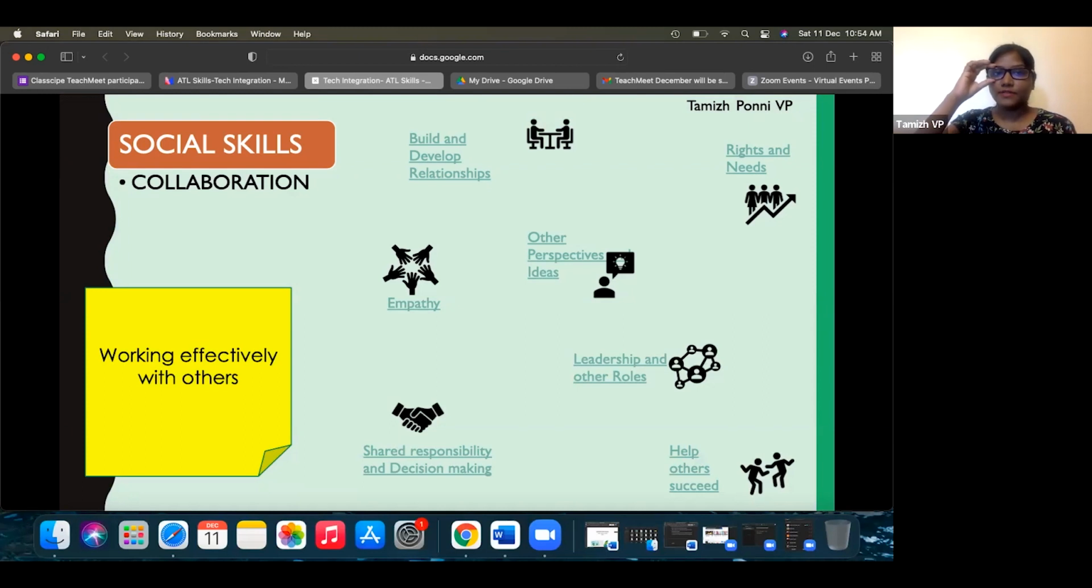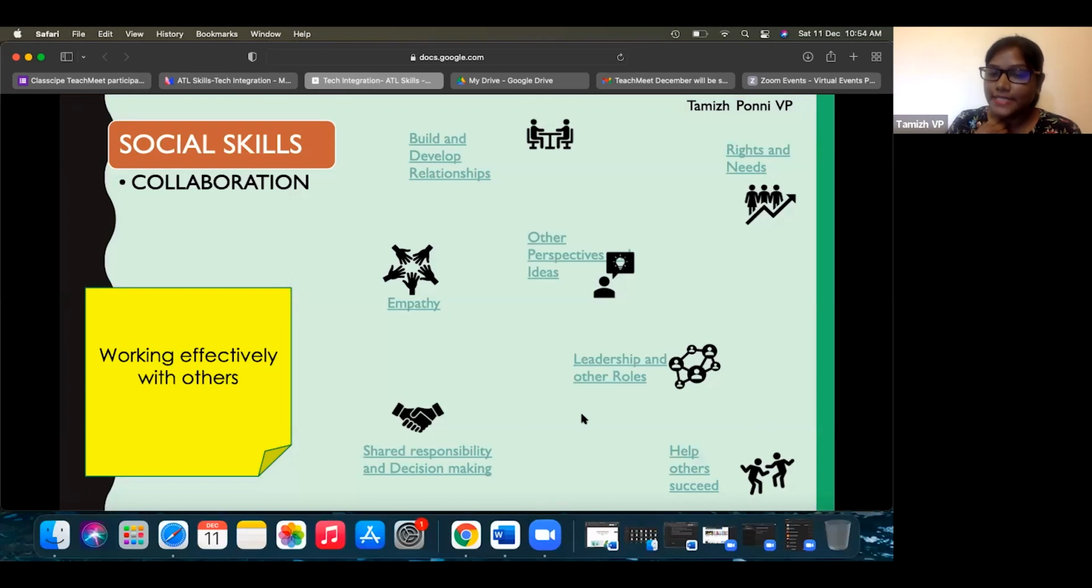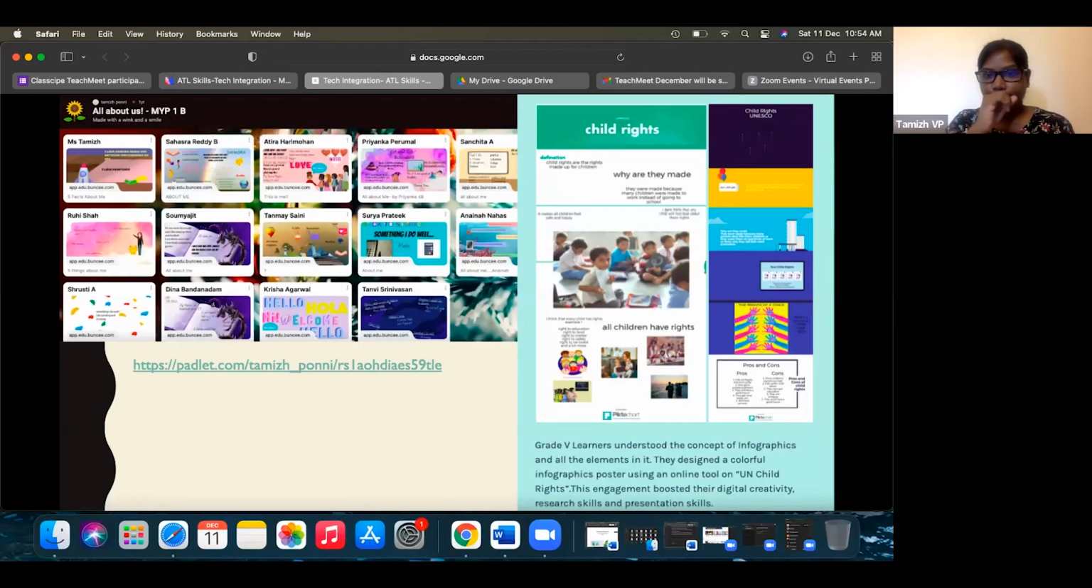Social skills, again, to work effectively with others, collaborate properly, respect each other's ideas, build and develop relationships, how to be an effective team player and a leader in a group, decision making. There are some reading resources as well as some technology tools that you can get from this page.